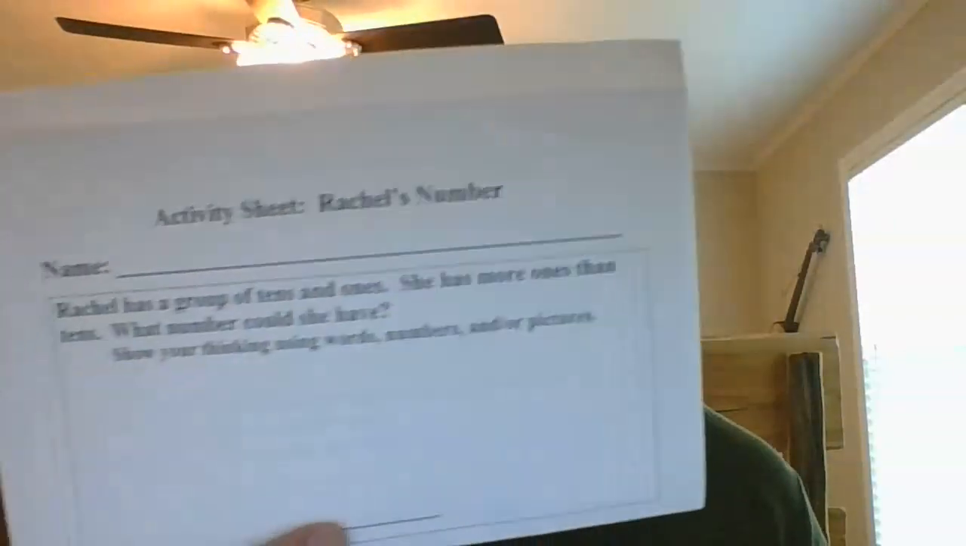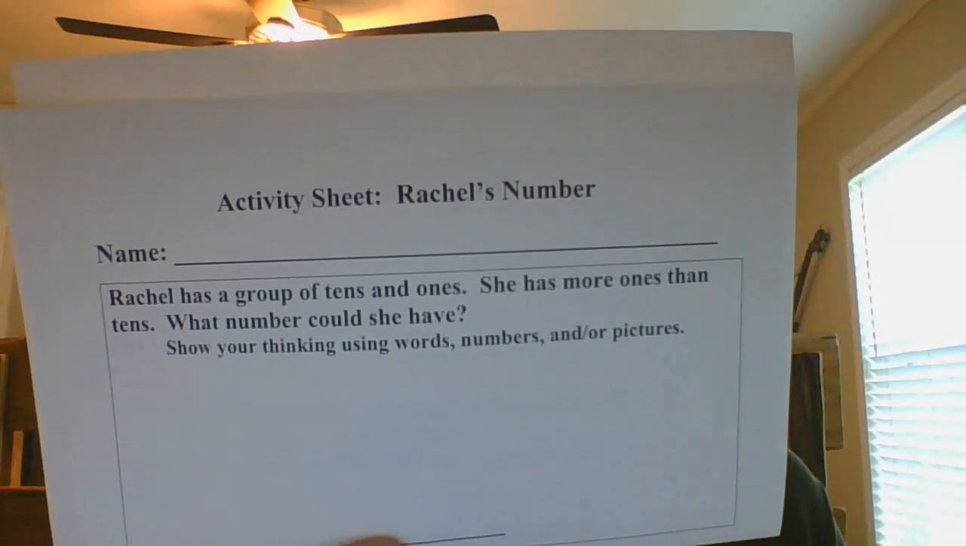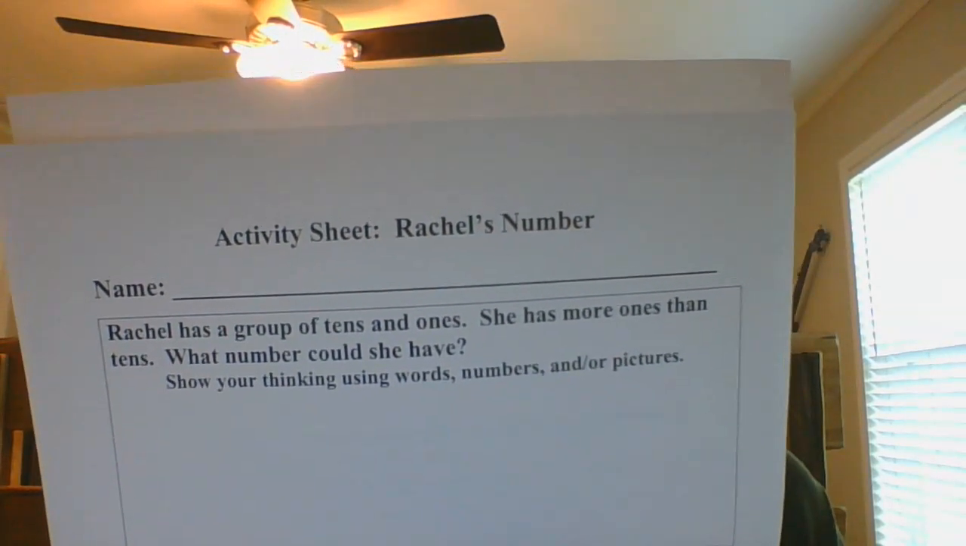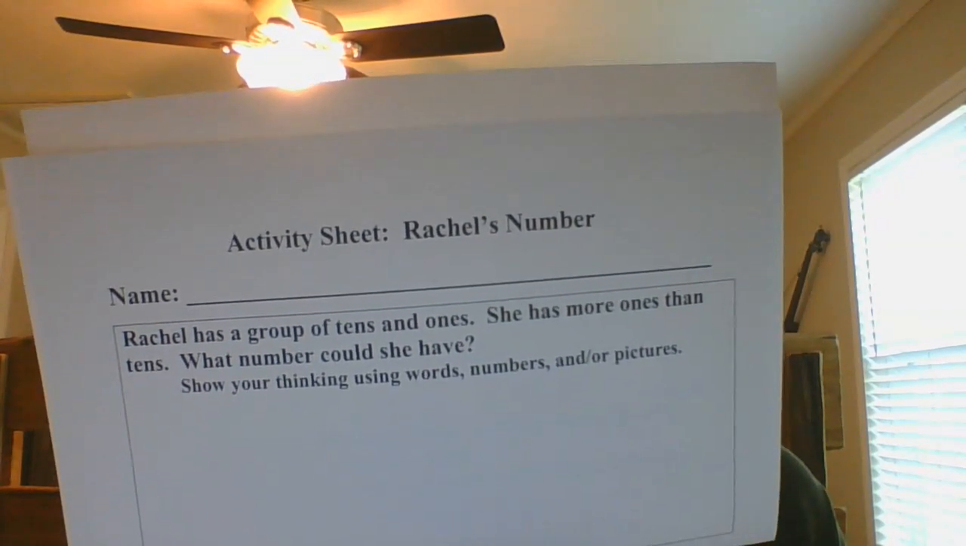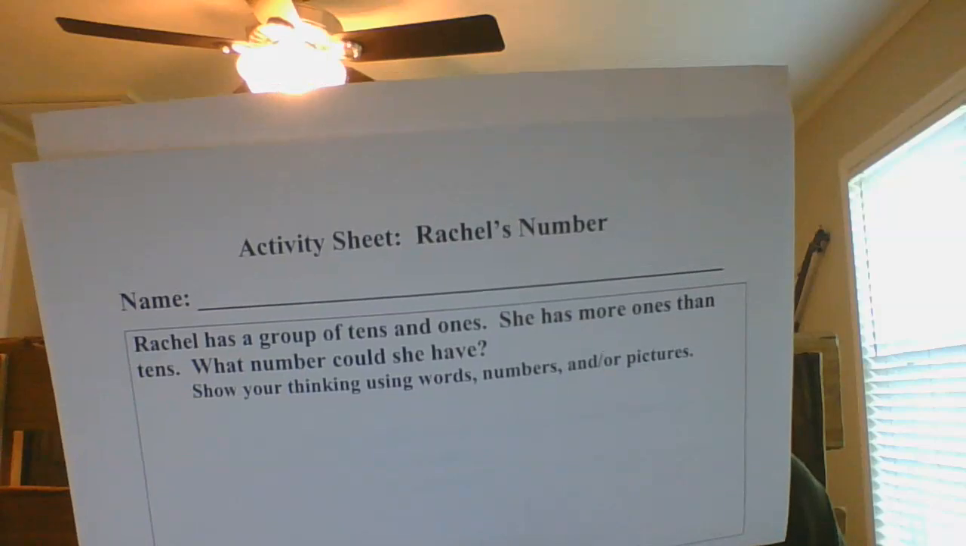So I'm going to show you the problem. We're going to read it together and see if we can figure it out. Rachel has a group of tens and ones. She has more ones than tens. What number could she have?